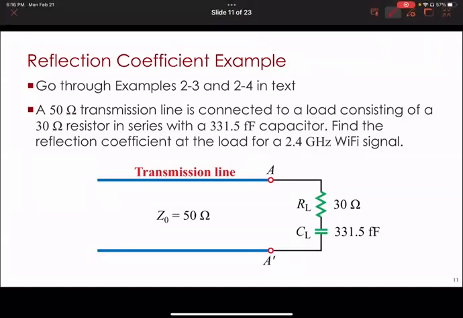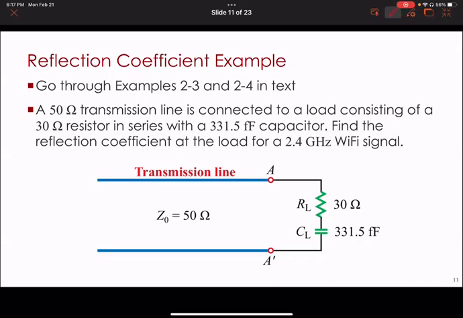All right, how are we doing on time? 6:16. So I guess we have half an hour. A 50 ohm transmission line is connected to a load consisting of a 30 ohm resistor in series with a 331.5 fF capacitor. Find the reflection coefficient at the load for a 2.4 gigahertz Wi-Fi signal. We have some transmission line, and at the end of it we've got this RC series combination.